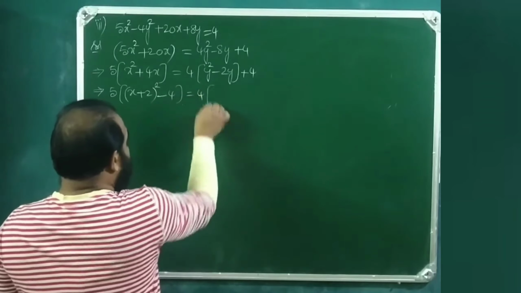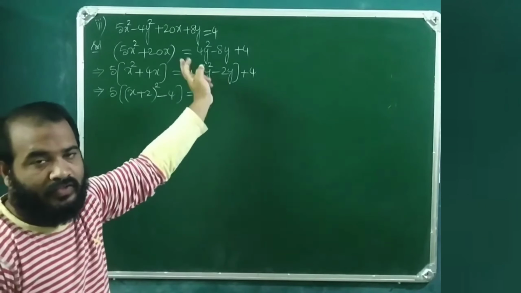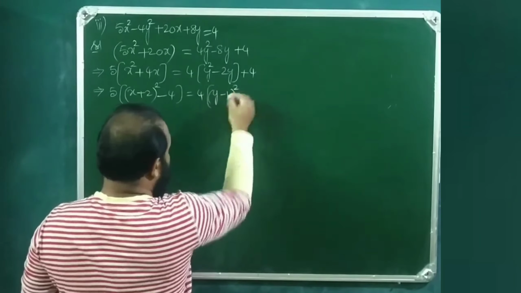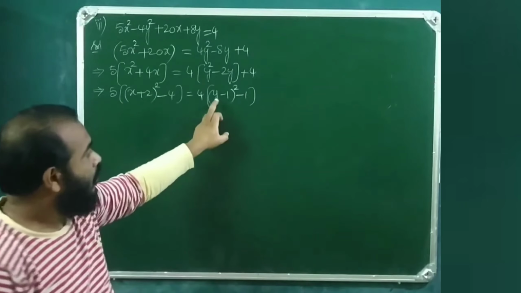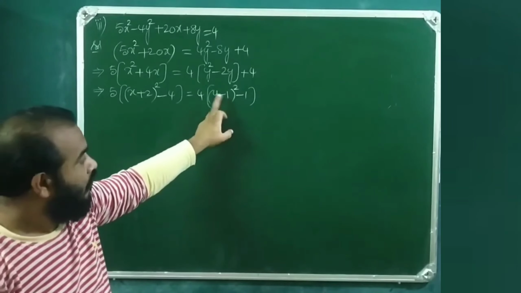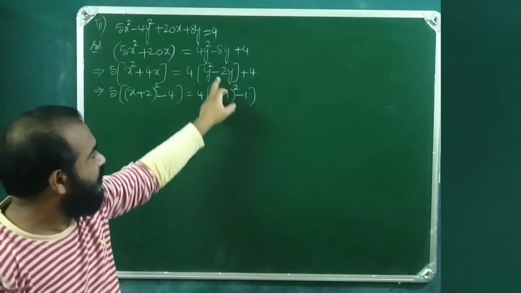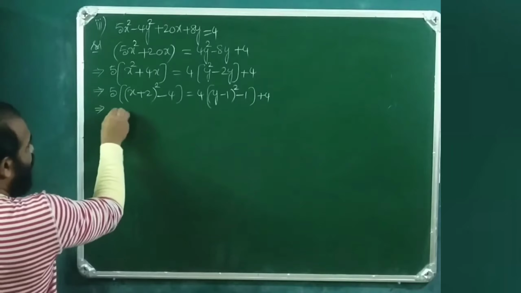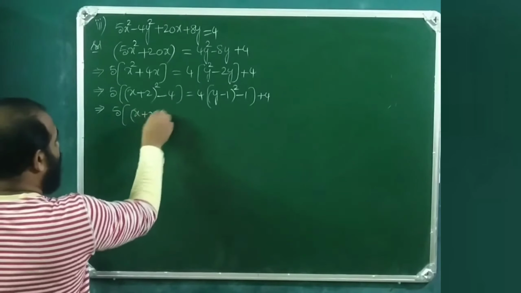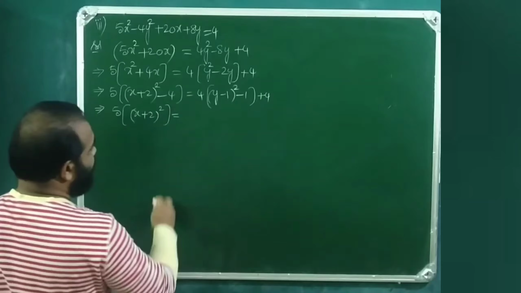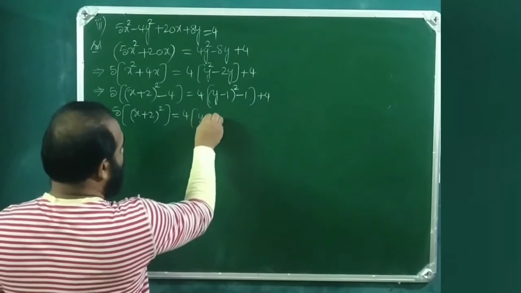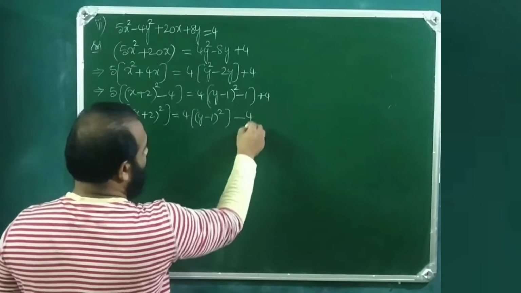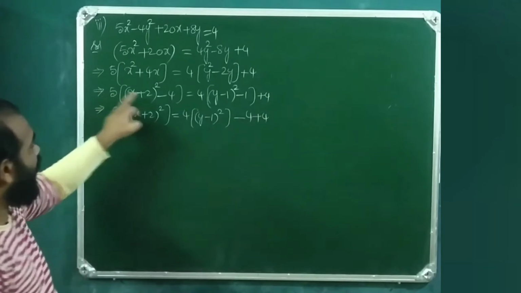So 4 into, this is of the form a² − 2ab + b², I want. For that, (y − 1)² − 1. See this now: y² − 2y − 1, y² − 2y + 1 − 1. Plus 1 minus 1 gets cancelled. This is what we are left with, plus 4. Now this is equal to 5 into (x + 2)² = 4 into (y − 1)², this is 4 into −1 − 4 + 4, and 5 4s are −20.